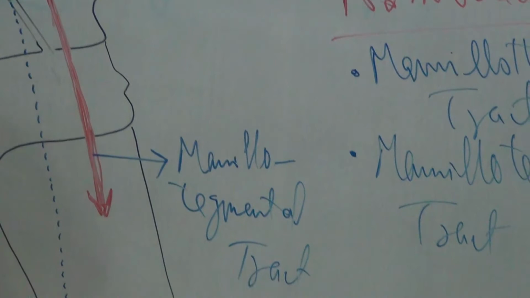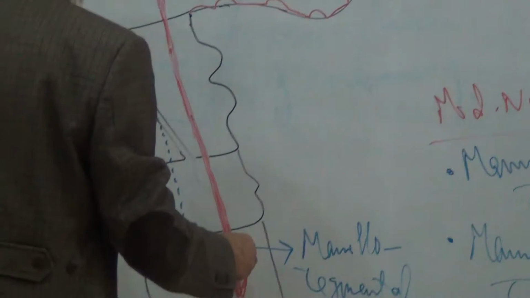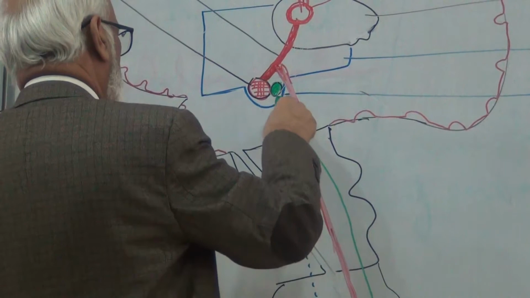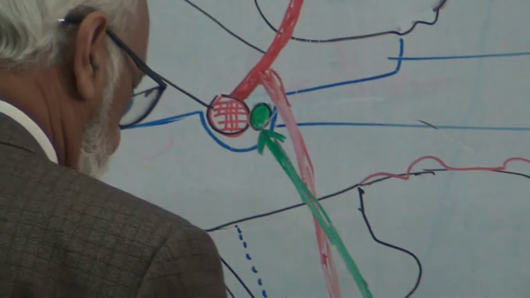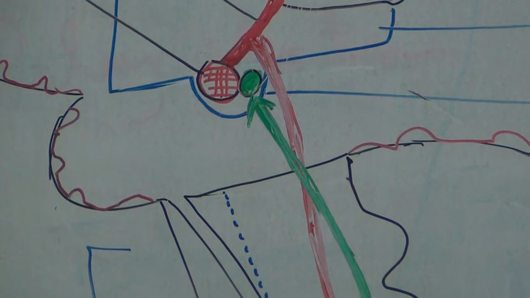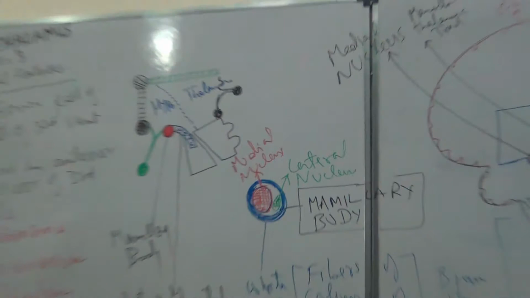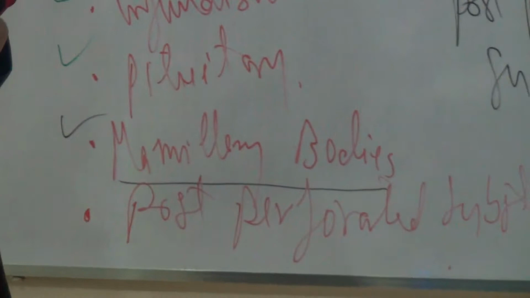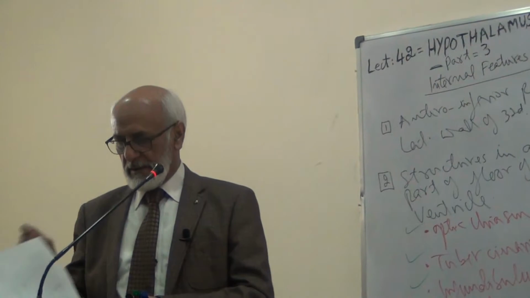Then from the tegmentum, a bundle of nerve fibers arise which ascend and relay in the lateral nucleus of the mammary body. So these are some of the connections of the mammary body. So this was the internal structure of the mammary body, which is one of the important parts of the hypothalamus.